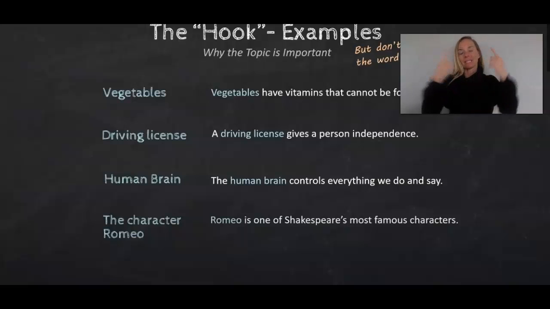Do you see how all of these sentences tell why the topic is important? But they don't use the word important. That's a good solid way to start the essay about these topics.